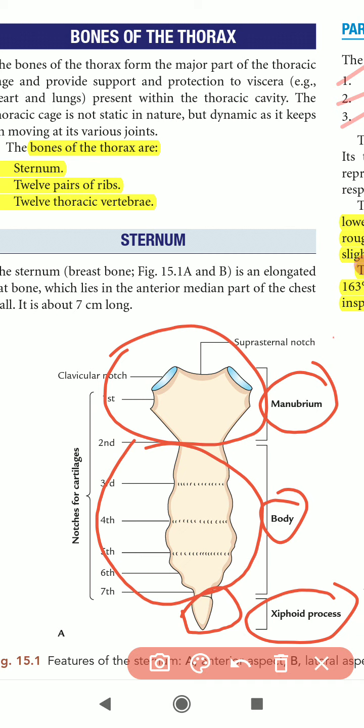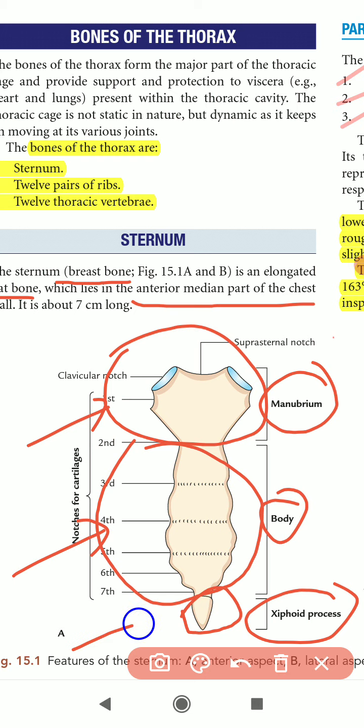So the sternum is situated on the anteromedian portion of the chest. That means in the anterior portion and just in the midline. It is also known as the breastbone because it lies under the breast. This is one kind of flat bone. Morphologically, the sternum is a flat bone. So it has three parts: manubrium, body, and the xiphoid process.